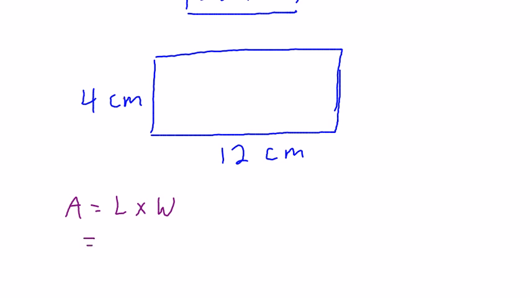Okay, let's try a couple more examples for area. Let's say I have a rectangle that measures 4 centimeters by 12 centimeters. Okay, applying our formula, area equals length times width. In this case, our length is 12 centimeters, and our width is 4 centimeters. 12 centimeters times 4 centimeters gives us 48 centimeters squared.